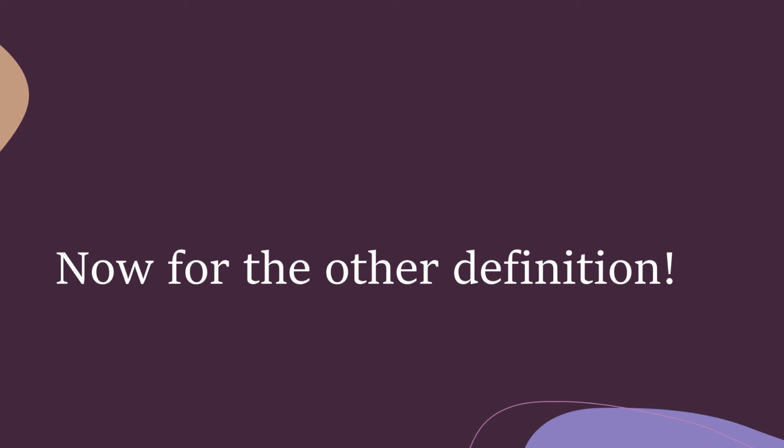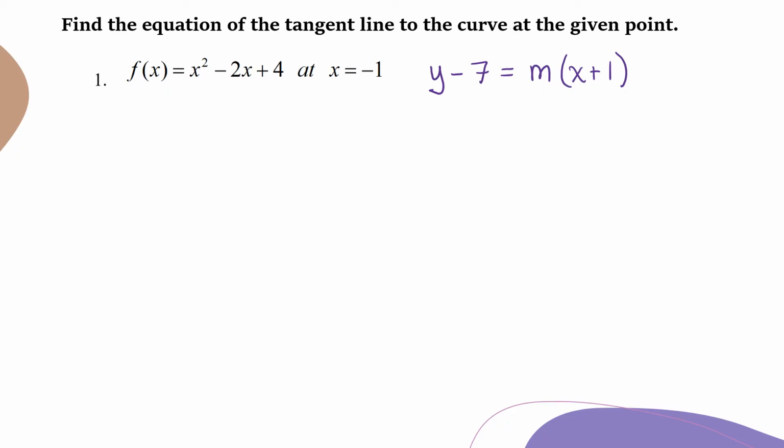Now for the other definition that usually isn't quite as nice to use, but you might like it anyway. So we've gone back to the point in the problem where we found our y value, but still need to find the slope. So we need to find f prime of -1. Now, in order to find the equation of a tangent line to a given curve at a point, we have to be a little more careful if we're using the other definition.